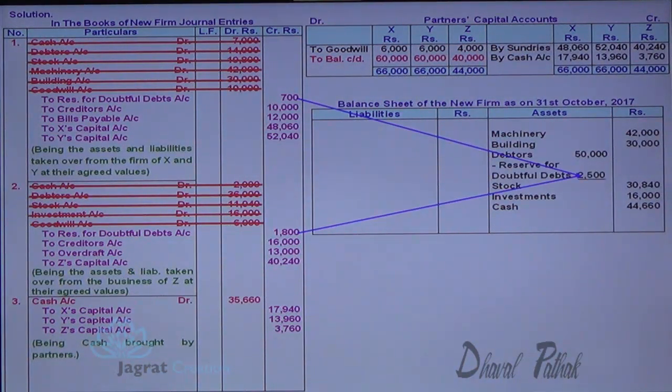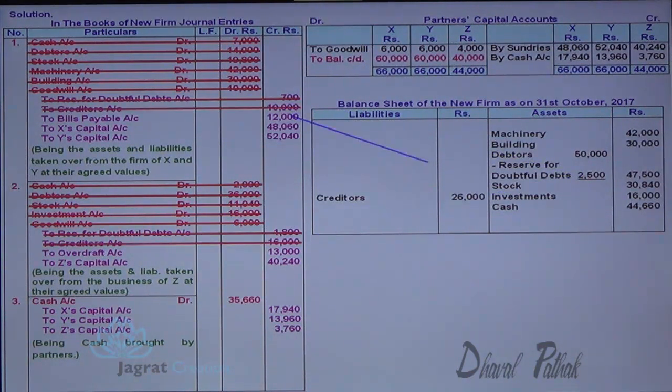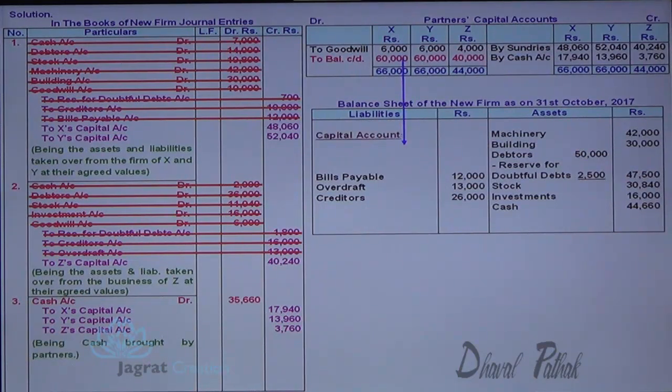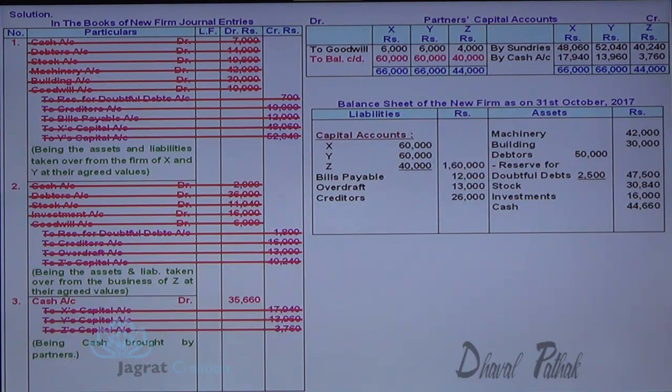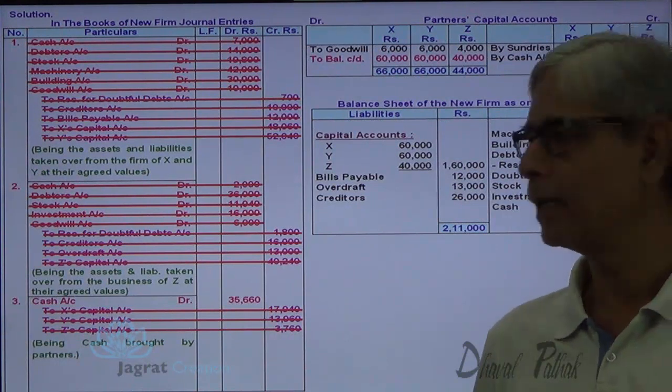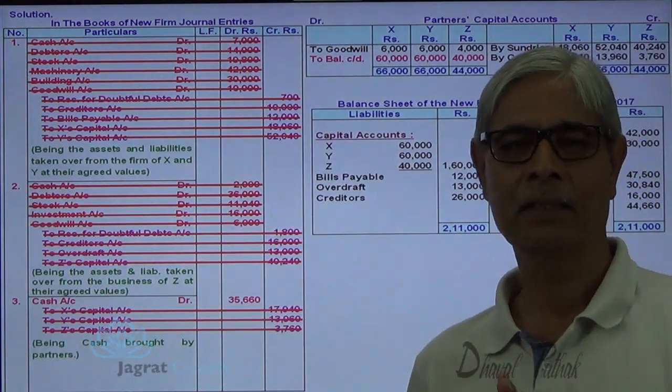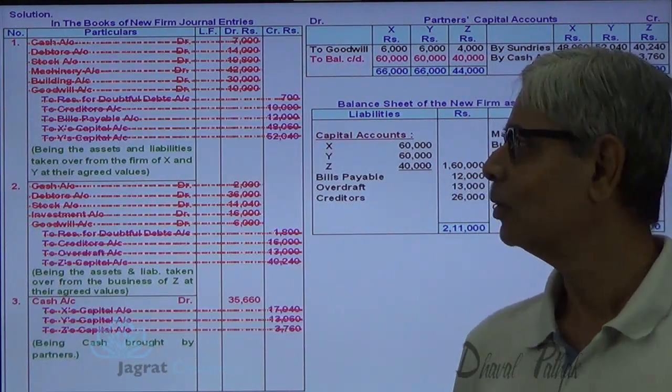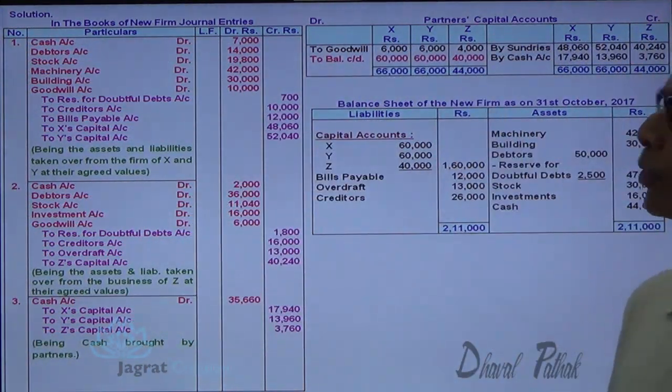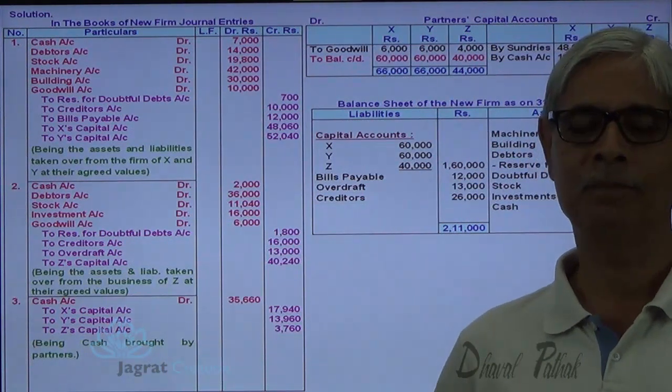Bad debt reserve is deducted from debtors. Net amount shown in the outer column. Creditors total. Then comes bills payable. Then comes bank overdraft. Now capital balances, you know that 60,000, 60,000 and 40,000 are maintained. Now we have the total of the balance sheet. 2,11,000 is the total of the balance sheet. So this is how the balance sheet of the new firm is prepared. Now I have made this cancellation mark. Let me remove it. So this is how the sum should appear in the books of the new firm.